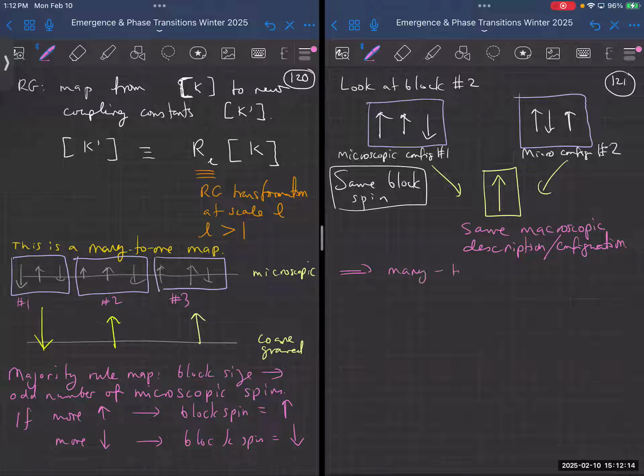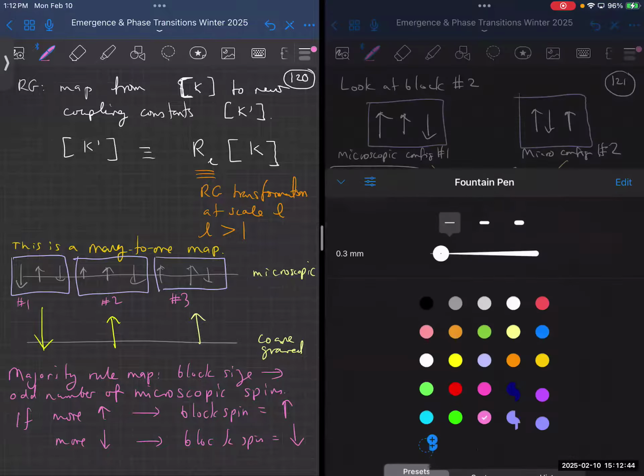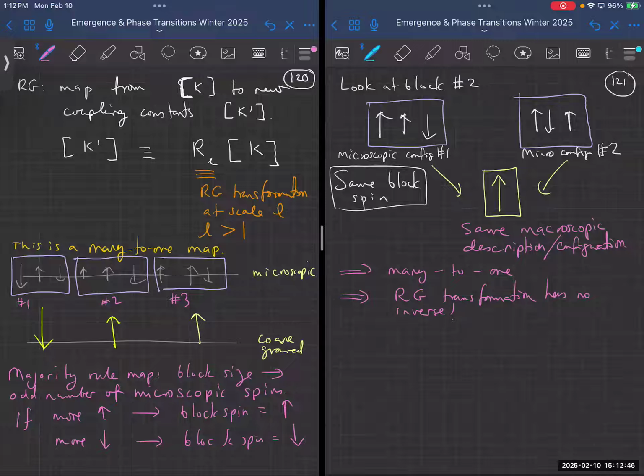There's many microscopic states that correspond to the same coarse-grained states, and the implication of that is that this renormalization group transformation has no inverse. So in fact, it's not actually a group at all. Groups have to have inverses, so this is not a group. So this means that the renormalization group is actually a semigroup. It's half true.